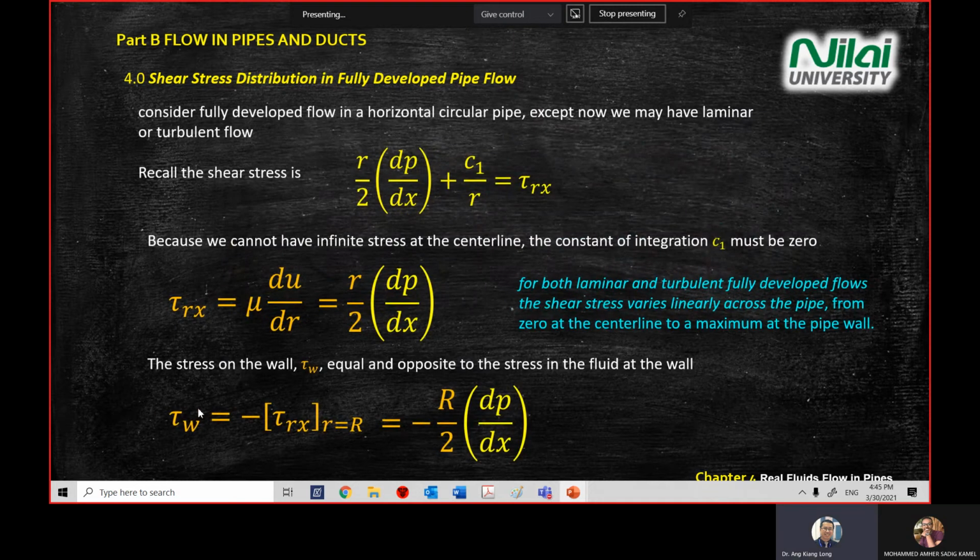So this is the derivation for the stress at the wall, given by the shear stress in terms of the boundary condition that you have, r equal to R. So this one, r equal to R, means the shear stress at the wall, where your r equal to capital R. You can substitute the r in the equation on the screen here with the capital R. Then you'll get a negative R divided by 2 dP over dx.